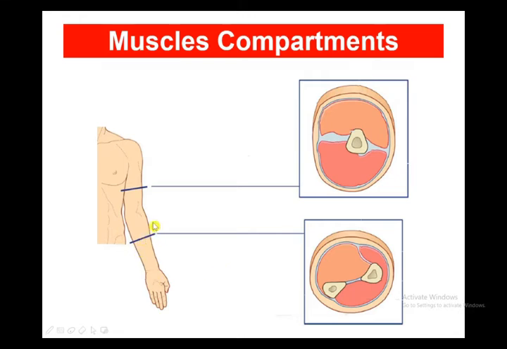Same transverse section for the forearm. Forearm is the region starting from the elbow to the wrist joint. We have the two bones, radius and ulna respectively, and in between these two bones we have the interosseous membrane. We have again two compartments of the muscles, anterior compartment and posterior compartment. Again the same names, flexor and extensor, due to their function.